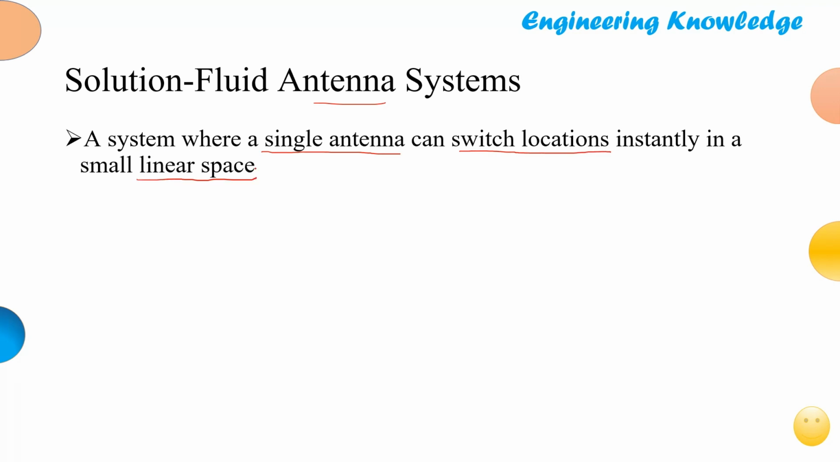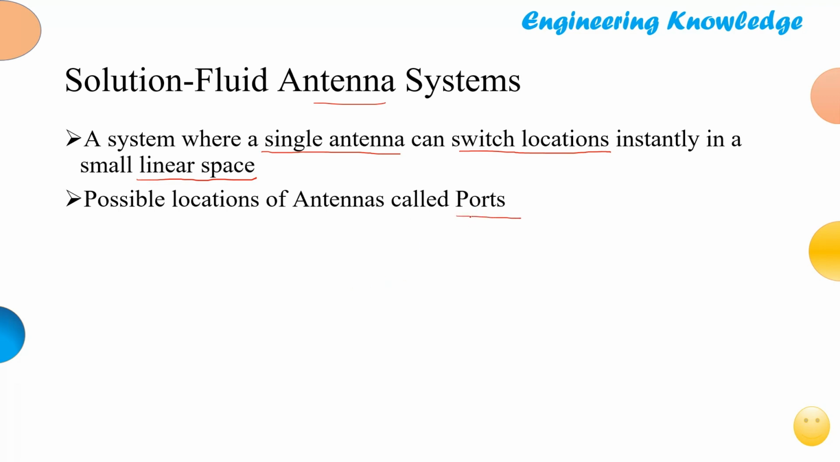Now, all these three things are very important. There is only one antenna. It can switch locations, and it will switch locations only in linear space. It is possible that the locations of the antenna can be changed, and all the possible locations are said to be the ports of the FAS system. FAS stands for Fluid Antenna Systems.